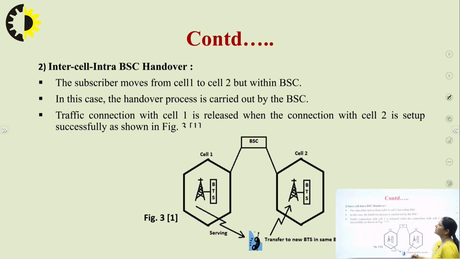Second is inter-cell, intra-BSC. Intra-BSC means there is one BSC, and two cells are there. So inter-cell and intra-BSC, as they are controlled by a single BSC. Whenever a handover occurs from one cell to another cell controlled by the same base station, that will be termed as inter-cell, intra-BSC handover.